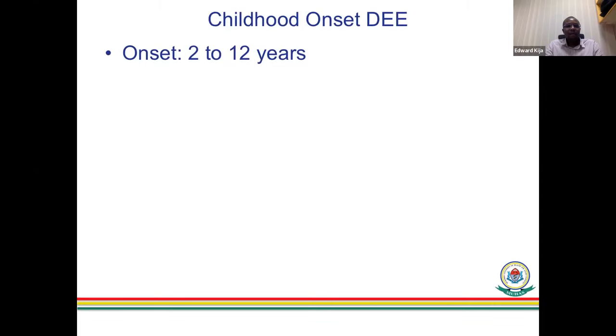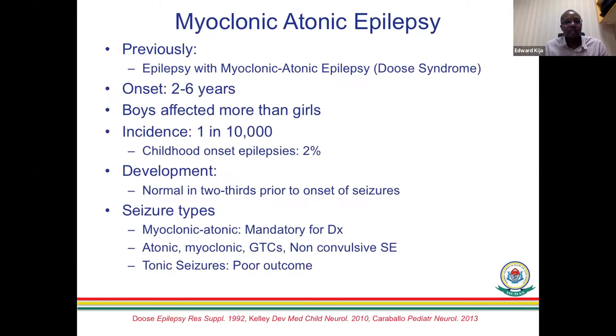Now, the other childhood onset DEEs. The first one is myoclonic atonic epilepsy, which was previously known as epilepsy with myoclonic atonic seizures, also known as Doose syndrome. The onset is usually between 2 to 6 years. In this condition, boys are affected more than girls, with an incidence of one in every 10,000 children. It accounts for about 2% of all childhood onset epilepsy.